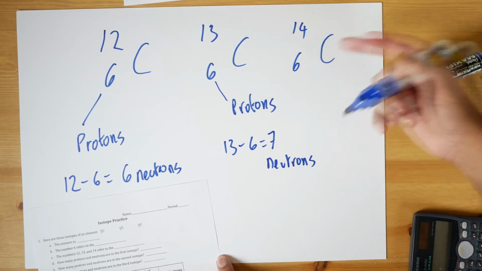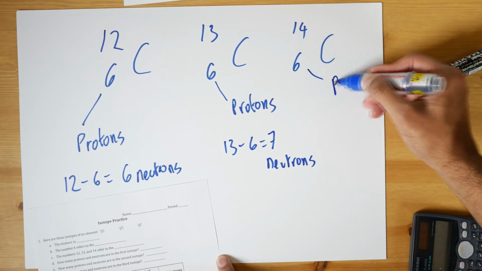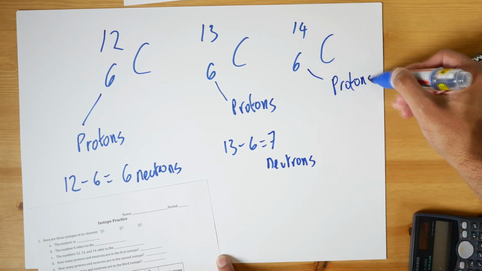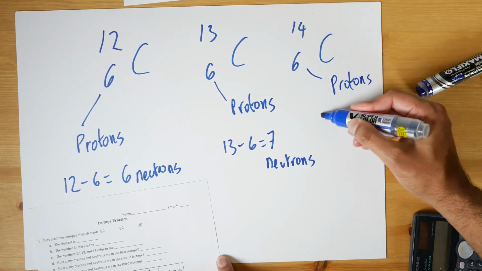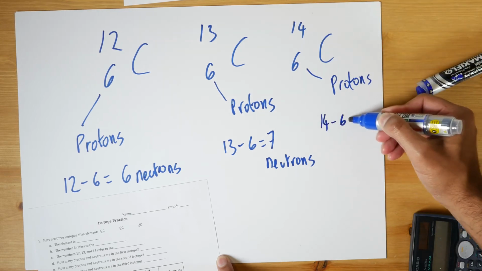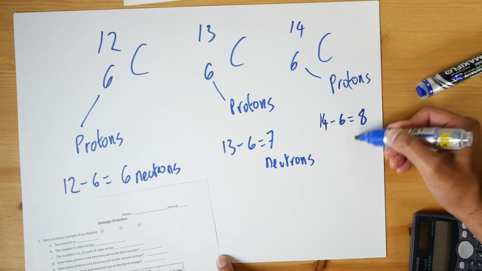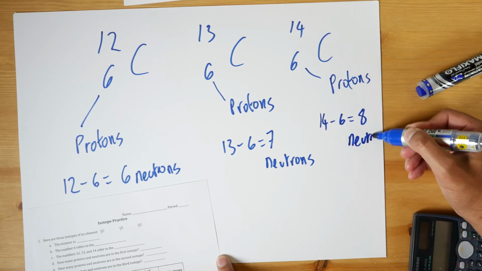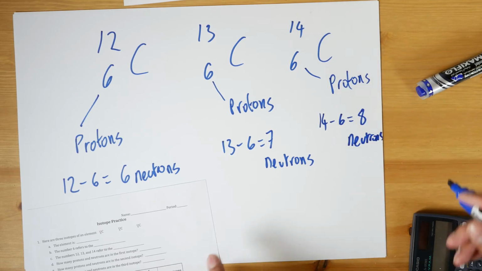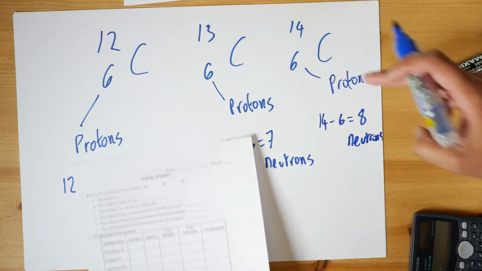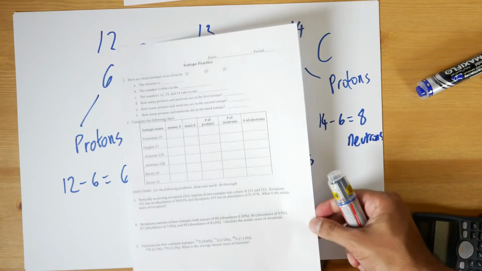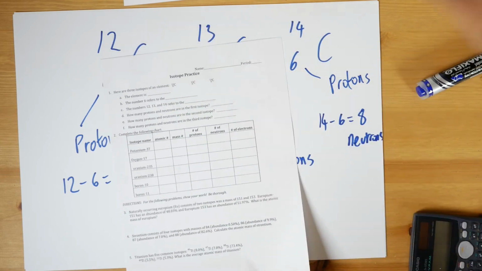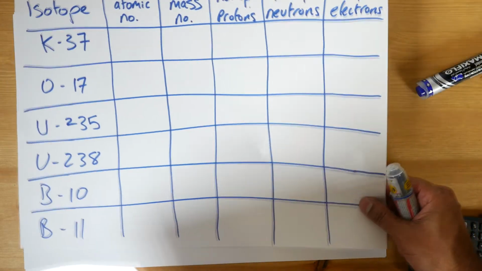And for this one, you got 6 protons, same as all of the others, 6 electrons as well. And then for the neutrons, it's going to be 14 minus 6, which is going to be 8 neutrons. Also, bear in mind, there's going to be 6 electrons as well. That's easy. Now, for the next one, looks a little bit trickier. I've made it bigger like so.